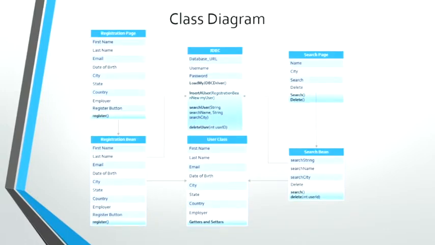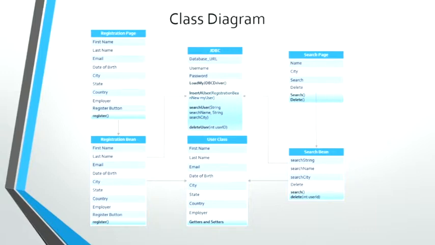This is our class diagram. We have the registration page, which includes the first name, last name, email, date of birth, city, state, country, employer, and the register button, and that includes the register function, and that is connected to the registration bean. The registration bean is then connected to the JDBC and user class, and then we have the search page and search bean, which are connected to the JDBC and user class.